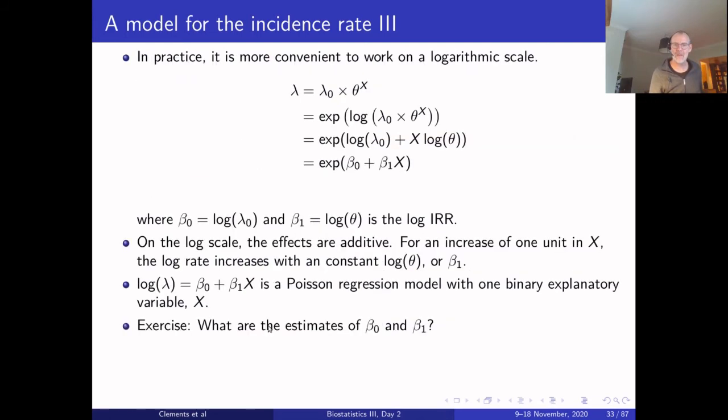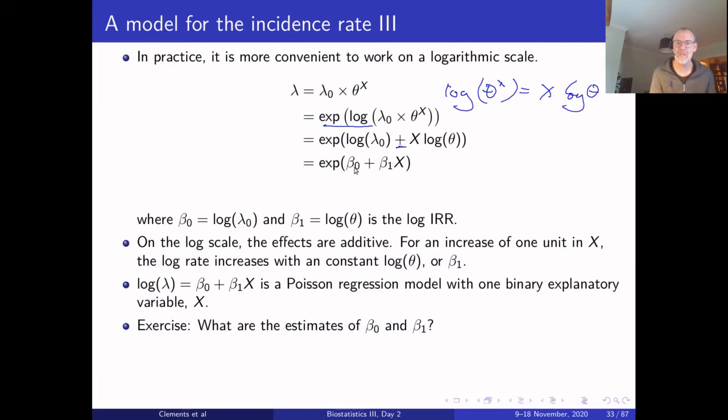Okay. In practice, it's often more convenient to work on a logarithmic scale. So that means lambda is equal to lambda naught times theta to the x. These are inverses. Then the product becomes a sum. The log of a product is equal to the sum of the logs. And don't forget that log theta to the x is equal to x log theta.